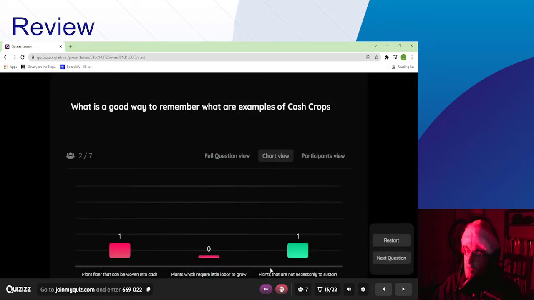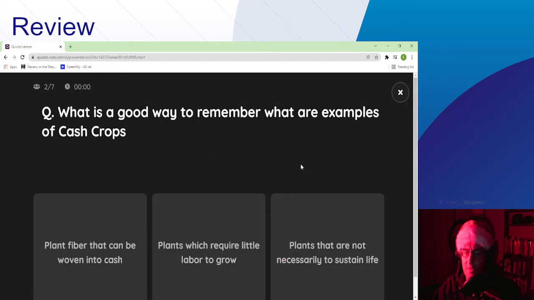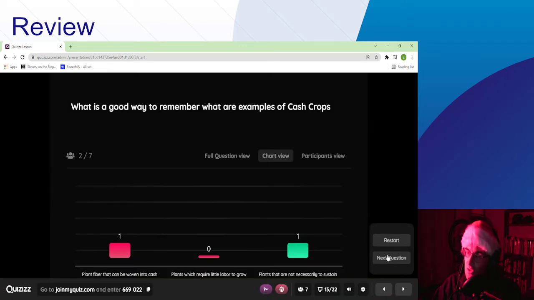Yeah, plants that are not necessary to sustain life, right? Yeah, I mean, that's true. You don't need cash crops to sustain life. So if you ever are confronted with that kind of question, like, well, coffee's nice, and I drink it every day, but I don't need it to live. I might even be a little healthier if I didn't drink it. Just maybe a little bit. All right. Let's go. Next question.